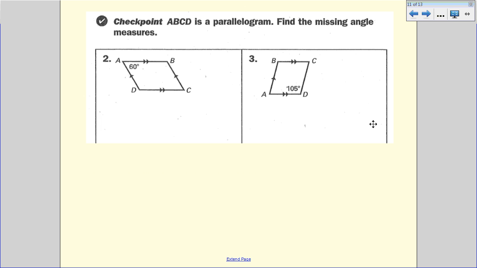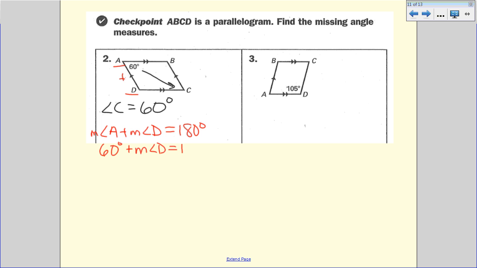All right, checkpoint, find the missing angle measures. All right, so I know angle A is opposite of angle C. That's my given angle, so angle C is equal to the 60 degrees. I know that A plus D has to equal 180 degrees, so I've already got 60 of that with angle A. So I know the measure of angle D is equal to 120 because I subtract 60 from each side.